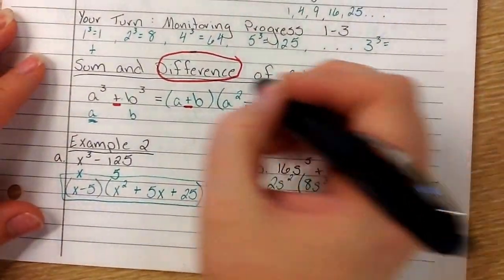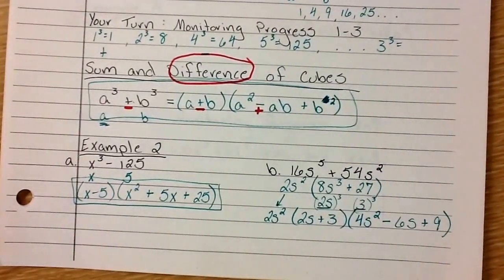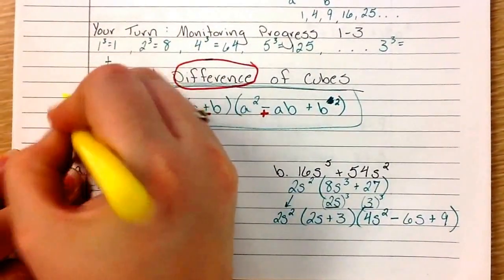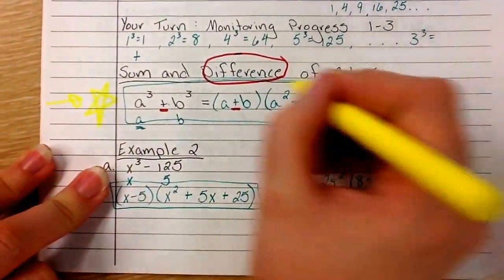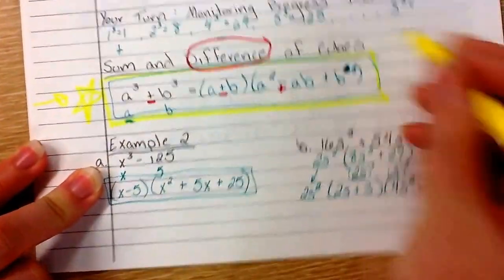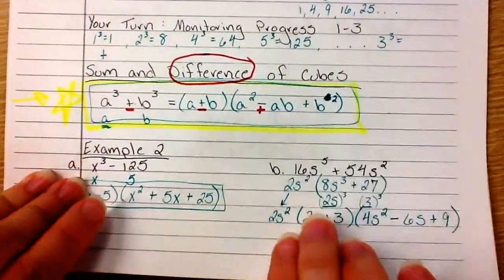So really, you are going to need to know that little tidbit for the test, for the quiz. This little bit is important. Okay, this thing here is important, knowing how to factor a sum and difference of cubes. Okay, next page. Now we're going to do some factoring by grouping.